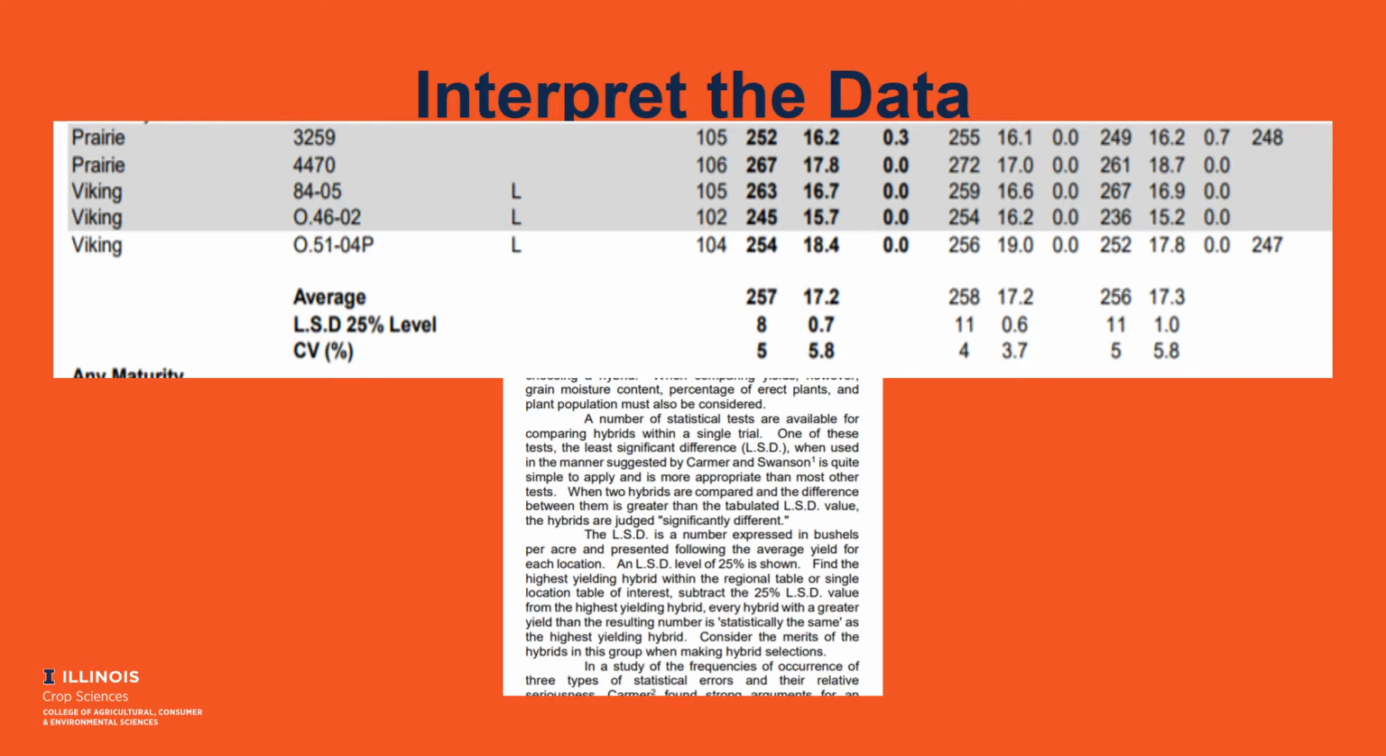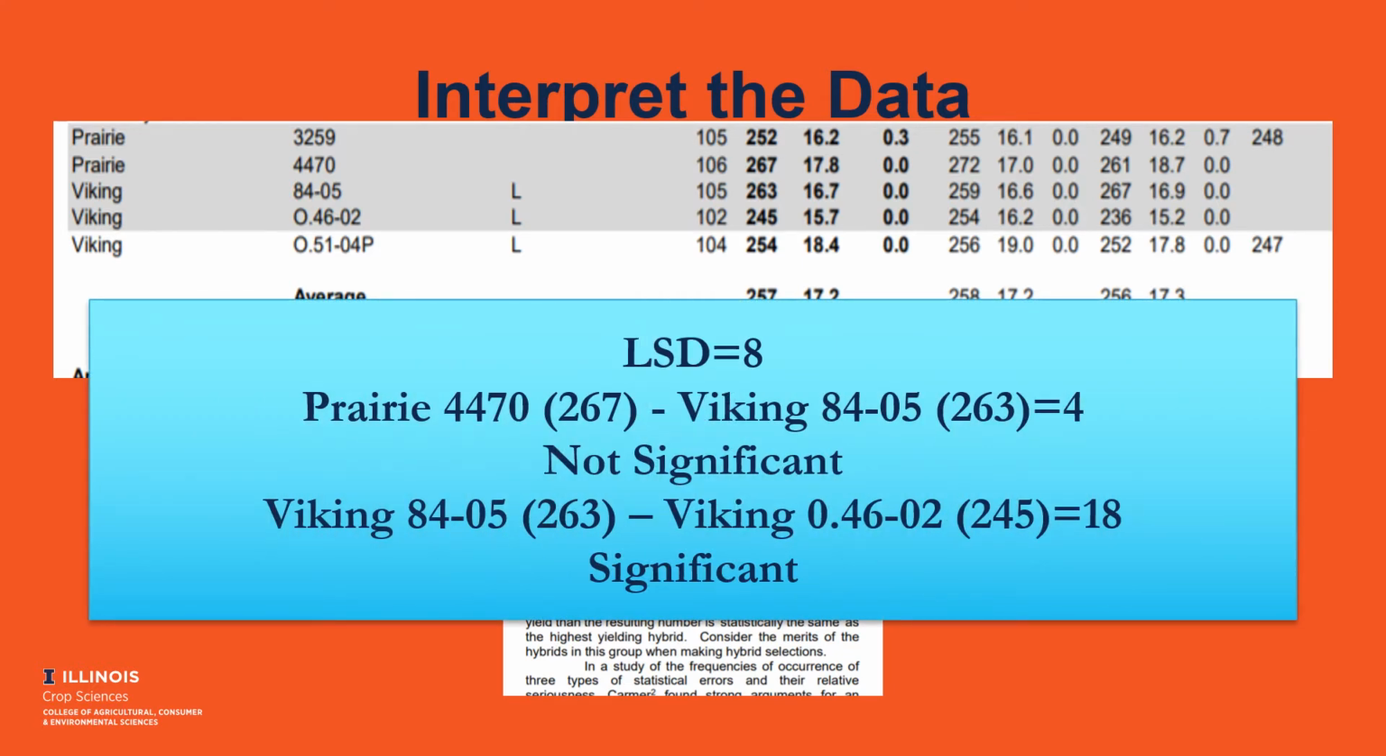Let's run through a little exercise to help you understand how to use the data. In the average section, the LSD is 8. If you take the Prairie 4470 and subtract it from the yield of the Viking 8405, there's a 4 bushel difference, so it's not significantly different due to the LSD. But if we compare that same Viking 8405 to the Viking 4602, there's an 18 bushel difference, so it is statistically different.